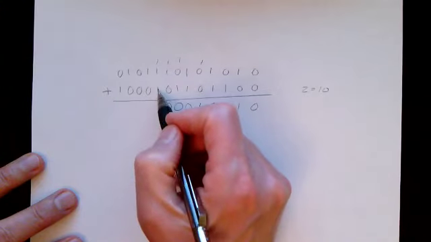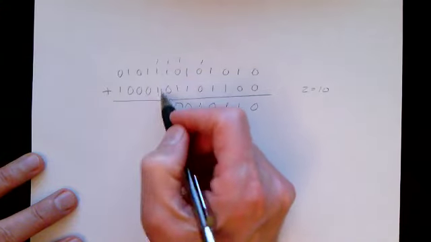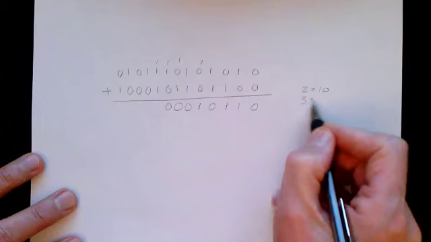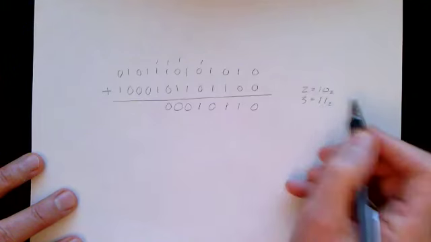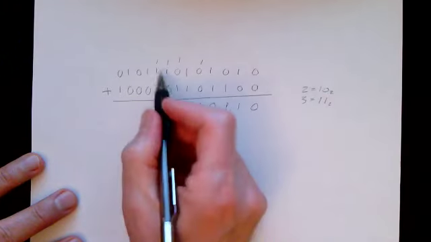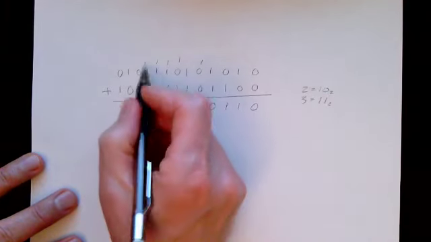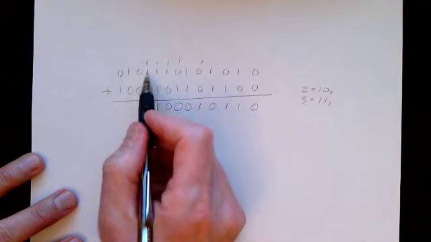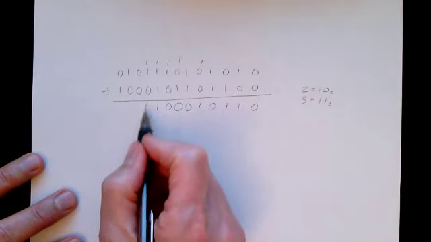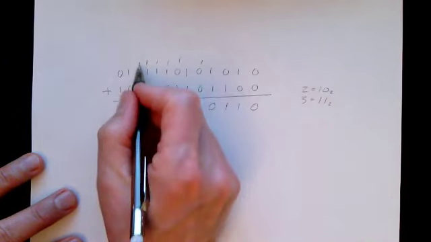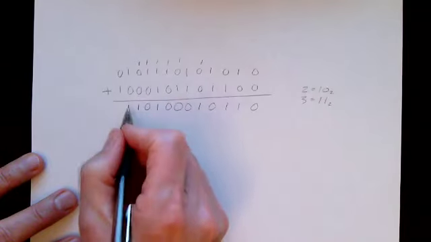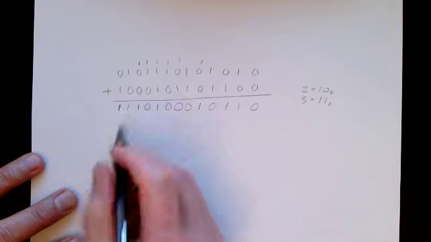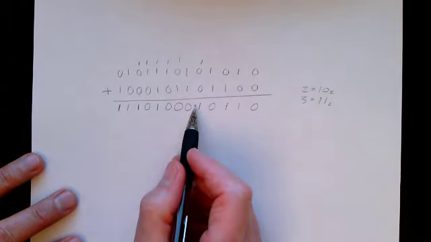And here we have 3 1s in a row. So 1 plus 1 plus 1 is 3. 3 is represented as 1, 1 in binary. So we write down our 1, and we carry our 1. And then we have 1 plus 1. Well, that's 0, carry 1. Write that down here. And finally, we have 1 plus 0 is 1, and 0 plus 1 is 1. So there's our answer right there.